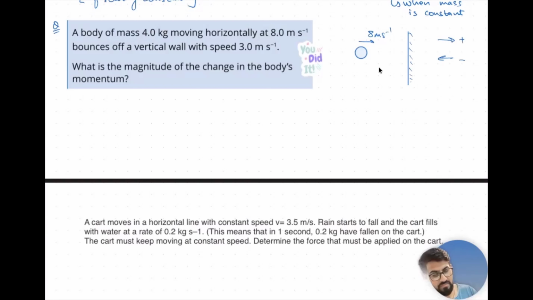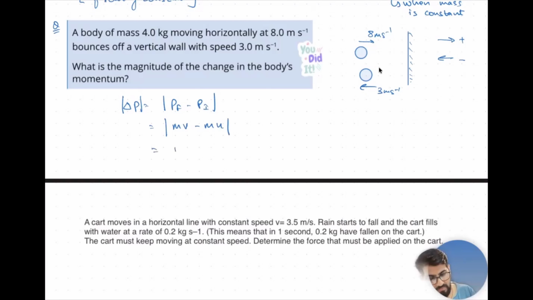So it bounces, and when it is returning back, it has a speed of 3 meter per second. What is the magnitude? Change in momentum is always final momentum minus initial momentum, and we need to find out the magnitude only. So I take the absolute value. So mv minus mu, that would be my answer.